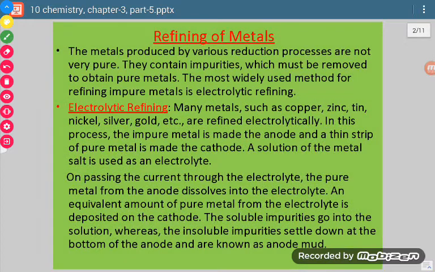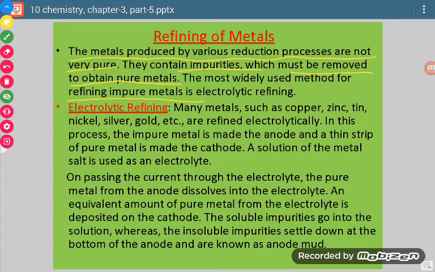Now, first of all, what is refining? The metal produced by various reduction processes is not pure. We discussed before how we can extract metal from its ore. Whenever we extract metal from its ore, it is not in a pure state. There are so many impurities, which need to be removed from the metal so that we obtain the pure metal. This process is called refining.